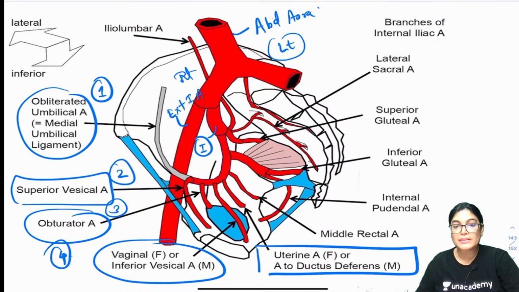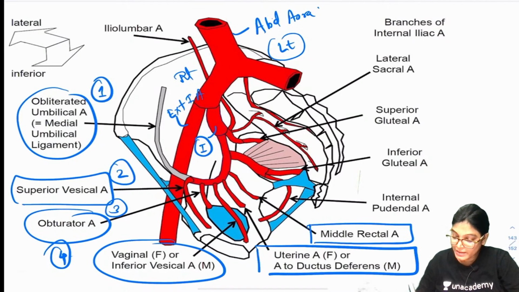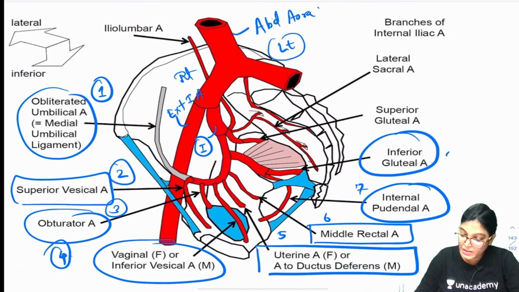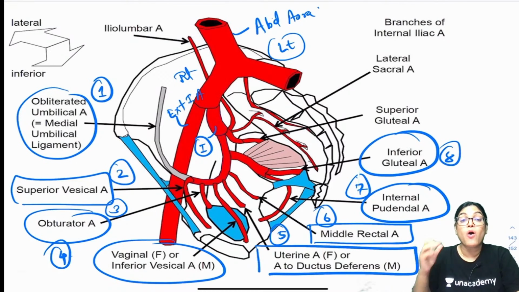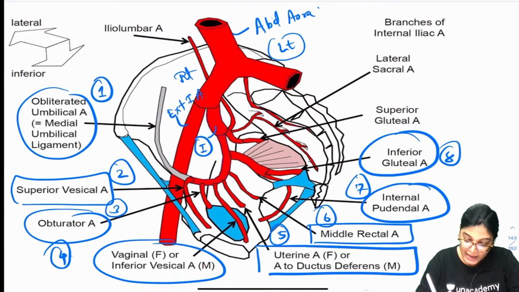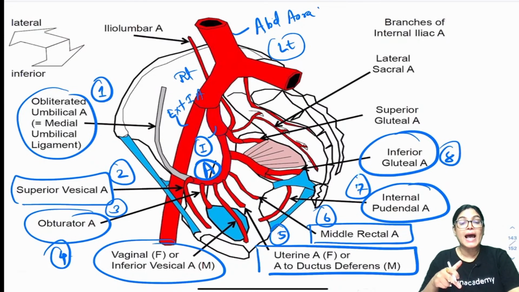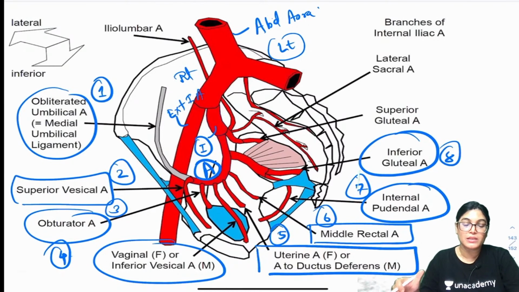Uterine artery or artery to ductus deferens, middle rectal artery, internal pudendal and inferior gluteal. All these branches which I have mentioned, 1, 2, 3, 4, 5, 6, 7, 8, are from the internal iliac artery. I is internal iliac artery and these are A. What is A? All these are anterior division branches of the internal iliac artery.